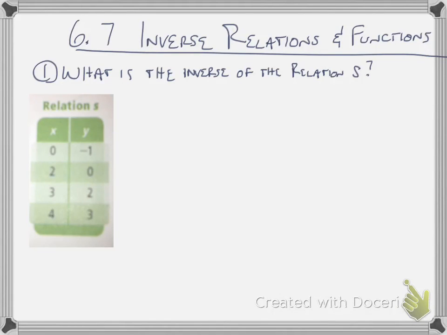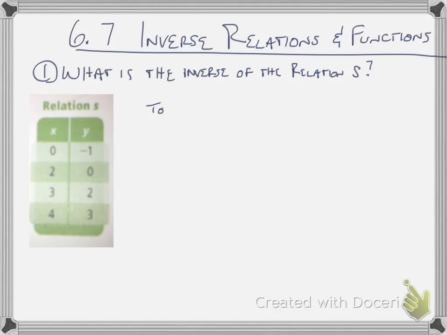Okay, 6.7 is dealing with inverse relations and functions, so you're going to be finding inverses of the relations or functions. And this first one is, what is the inverse of the relation S? So you're given this table, x, y, of the relation S, and all it is 4 points. You have the points (0, -1), (2, 0), (3, 2), and (4, 3).